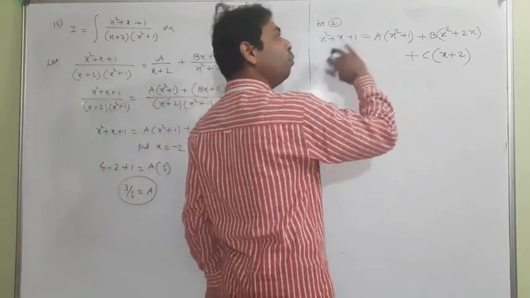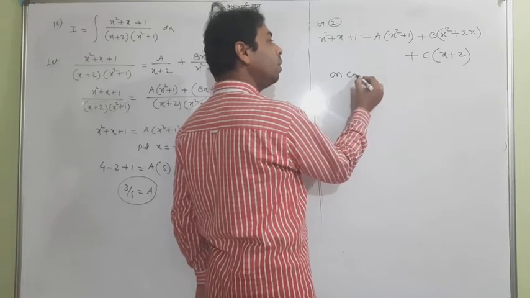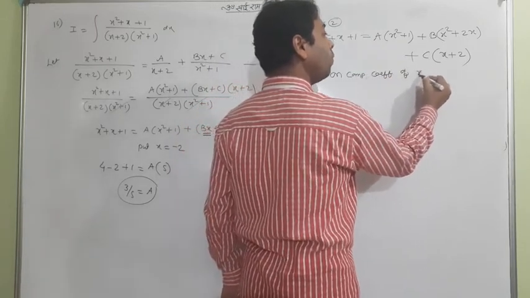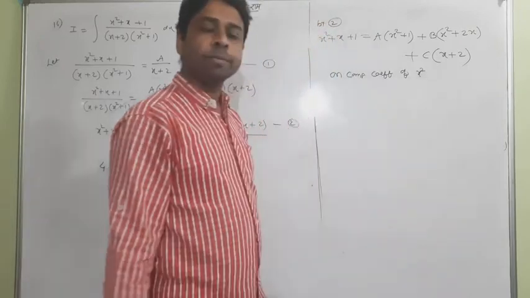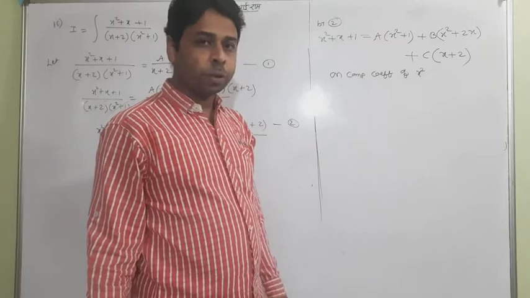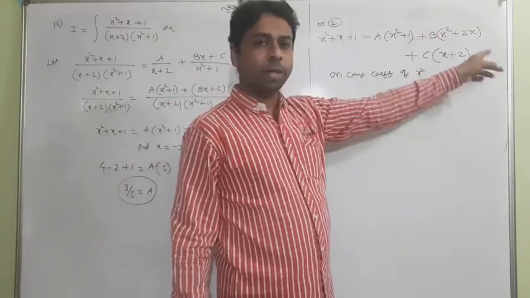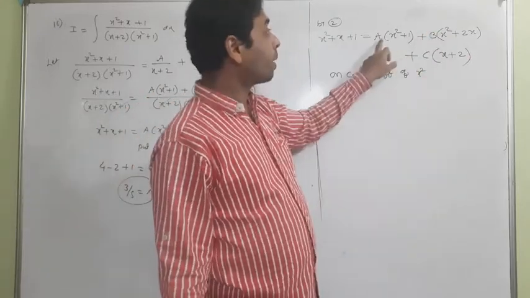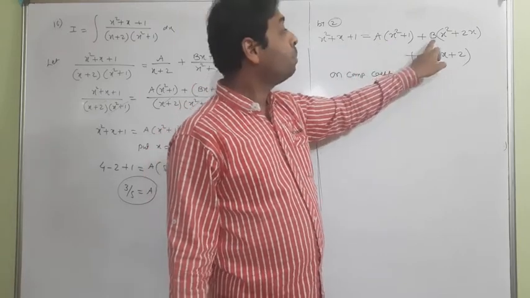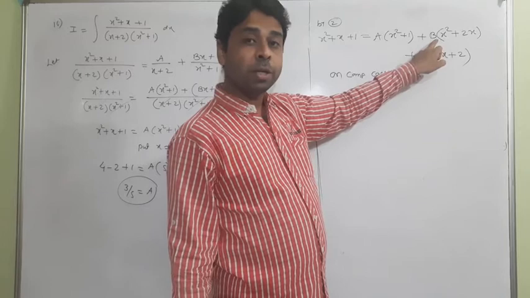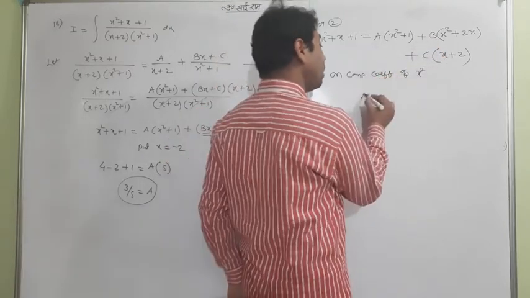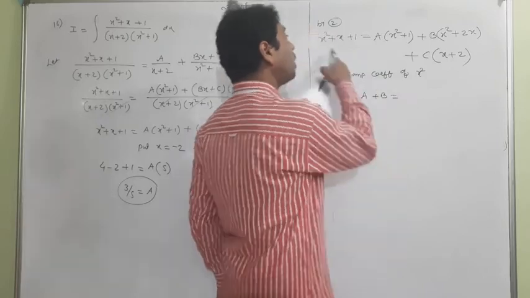I'll now compare both sides. On comparing the coefficient of x square both sides, can you catch the word? Both sides comparing coefficient of x square. Can you see the coefficient of x square here? You can catch it easily. On multiplying, ax square, the coefficient of x square is a. Bx square, the coefficient of x square is b. So the coefficient of x square is a plus b, and the coefficient of x square on the other side is 1.